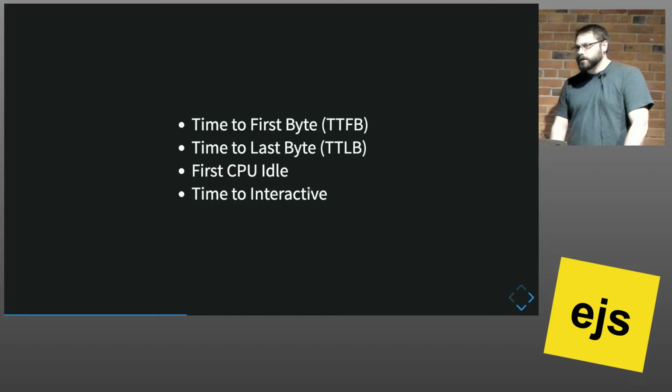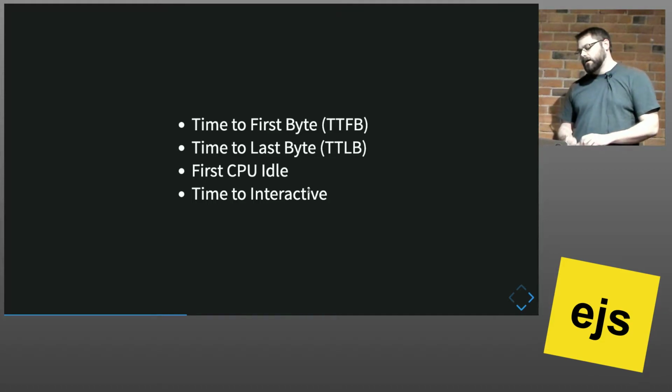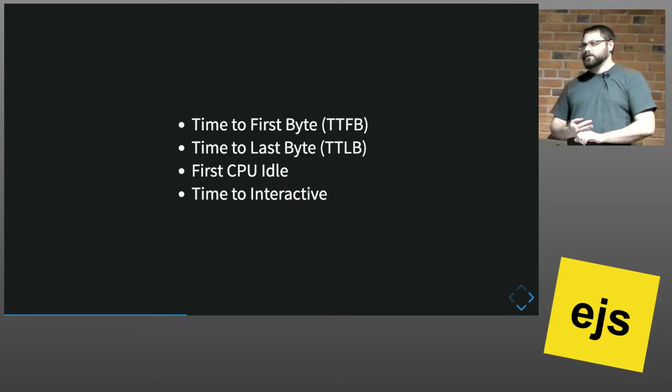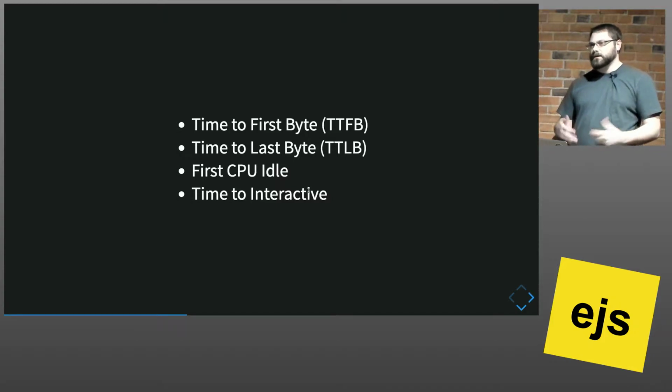First CPU idle and time to interactive are important as well. Question? Sorry, talk about how these relate to SEO. Yes, these are time to first byte, and I'm going to get to another one after this. The most important one is actually first meaningful paint, which we're going to talk about next. CPU idle and time to interactive are important for sites that are interactive. So if you have a React like single page app, you're going to want those good because that's when the user can actually start clicking on things.